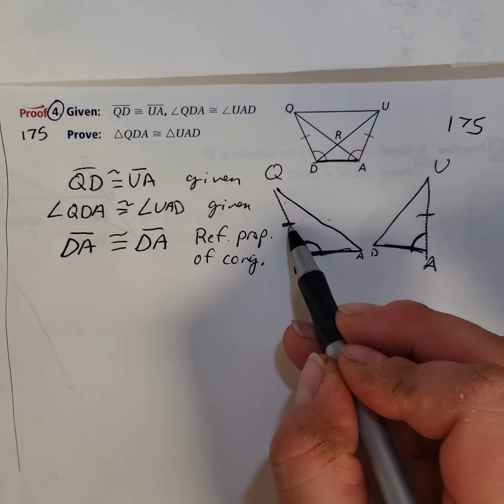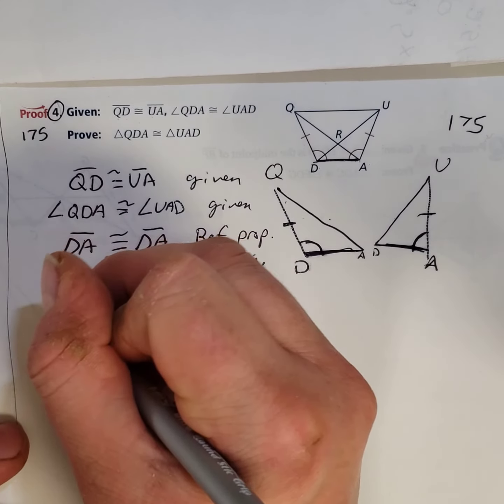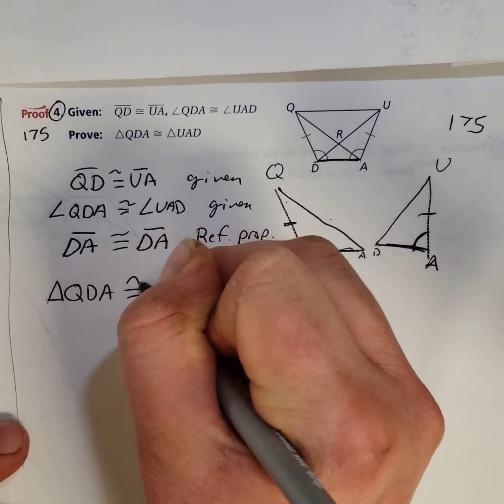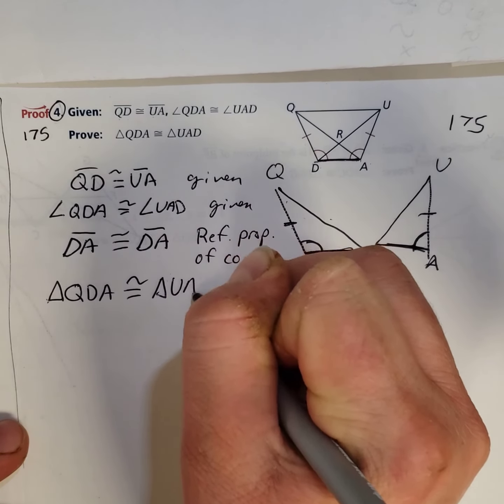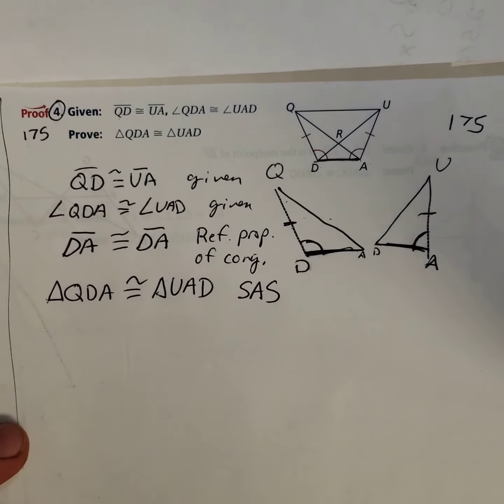So if we have a side and we have an angle and we have a side, then we can use the proof. We can say that triangle QDA is congruent to triangle UAD, and the reason is side, angle, side. And that's our proof.